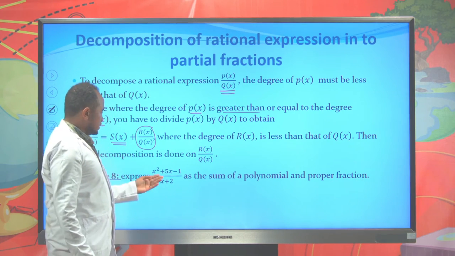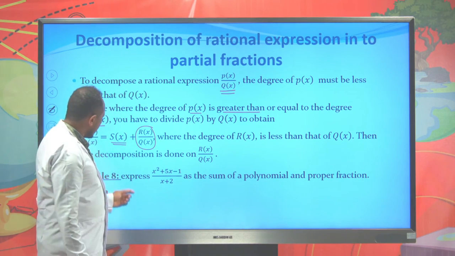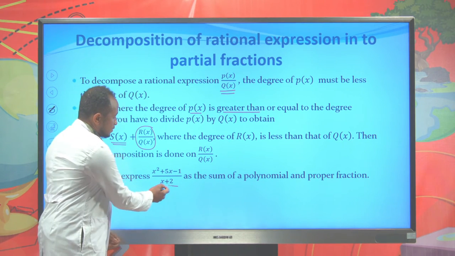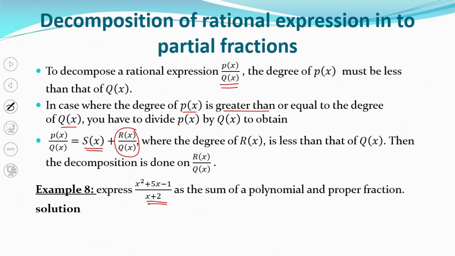Now let's see this one. Express x squared plus 5x minus 1 over x plus 2 as a sum of a polynomial and a proper fraction. To write this as a sum of a polynomial and a proper fraction, we need to divide this using the long division method. So let's divide x squared plus 5x minus 1 by x plus 2.